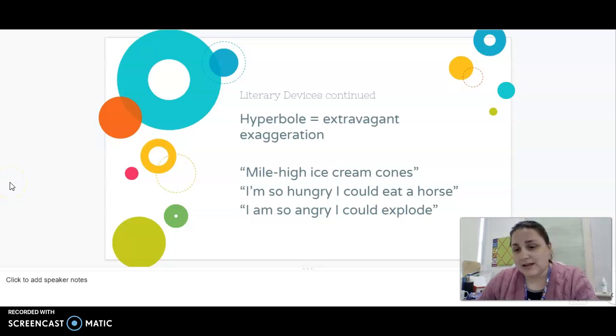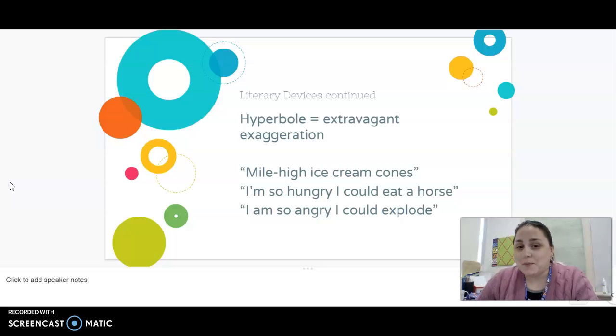Next is hyperbole. Hyperbole is really commonly used within American English. It is extravagant exaggeration. So it's where you make a description that is so over the top in comparison to what it actually is. It brings to mind a certain image, and it's obviously extravagant. It's not something that is subtle.